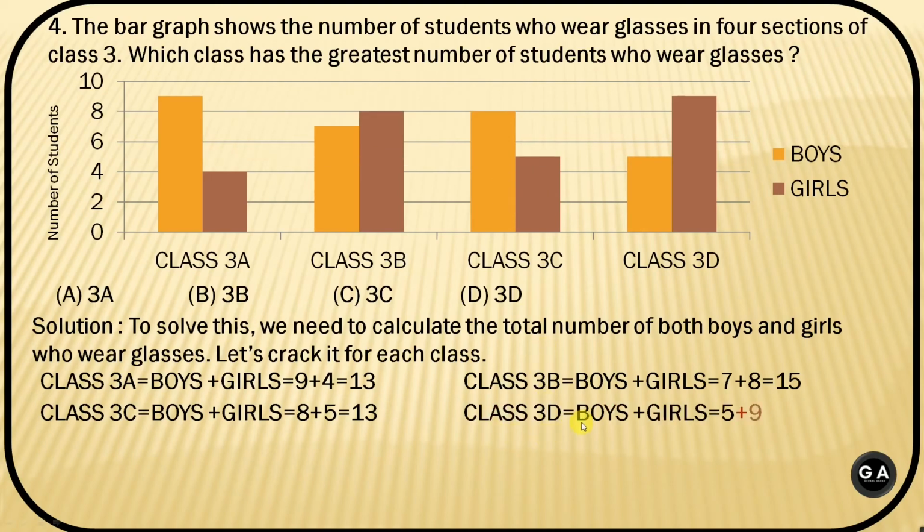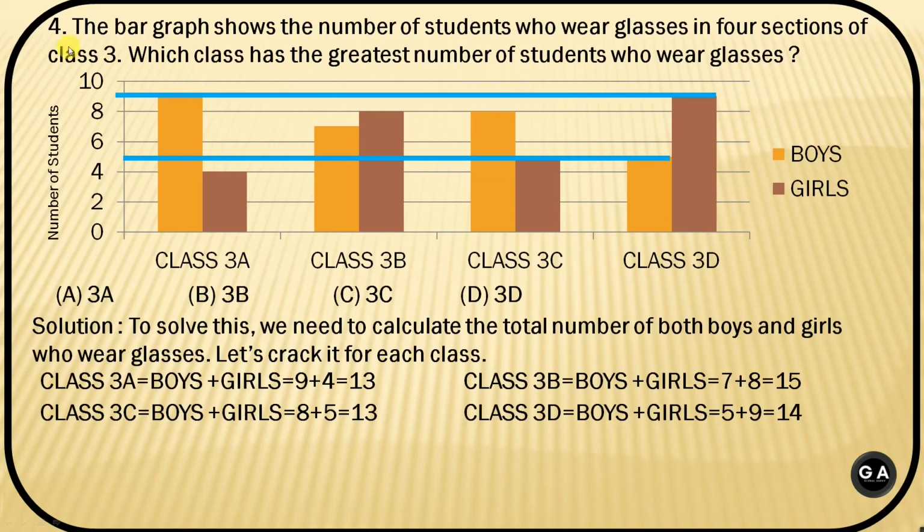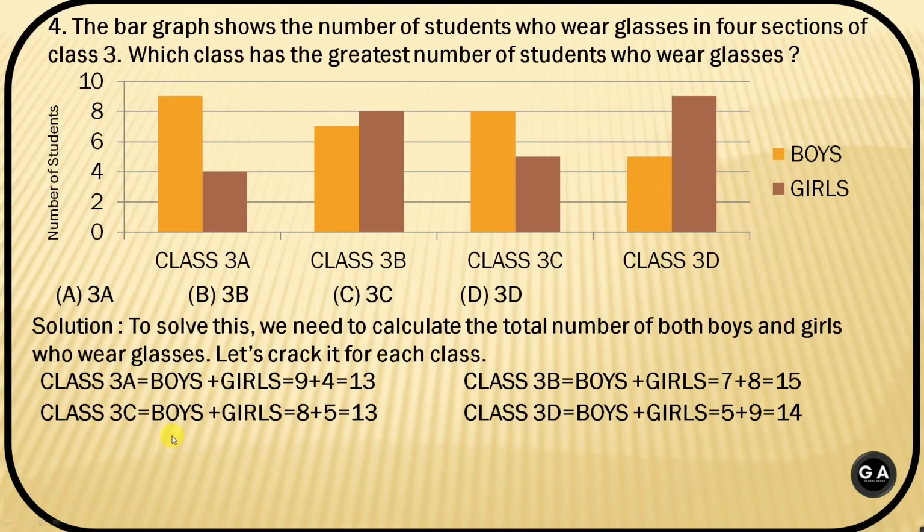Class 3D equals boys plus girls equals 5 plus 9 equals 14. Here are the boys wearing glasses, that is 5, and here are the girls wearing glasses, and that is 9. So 5 plus 9 equals 14. So the correct answer is option B.